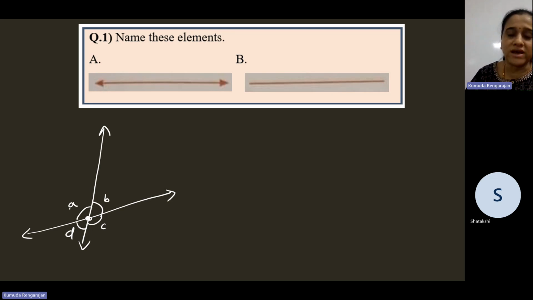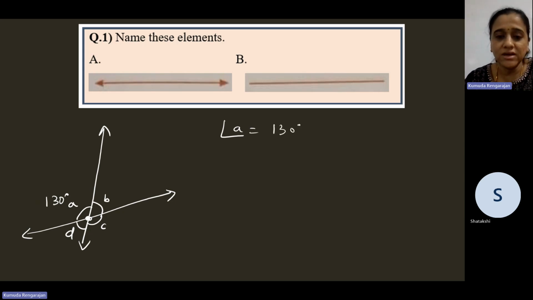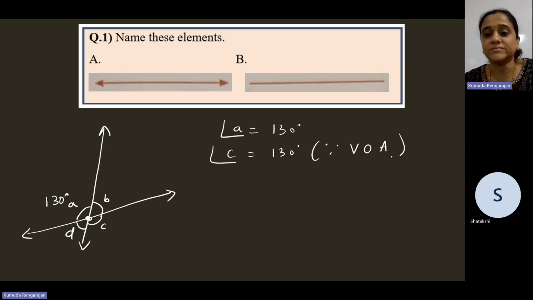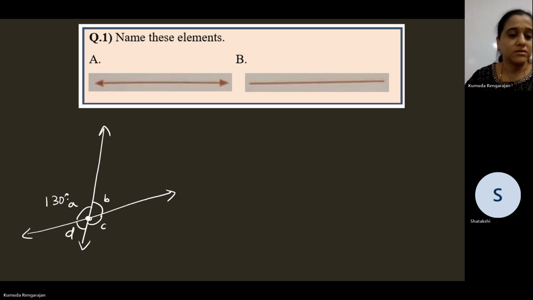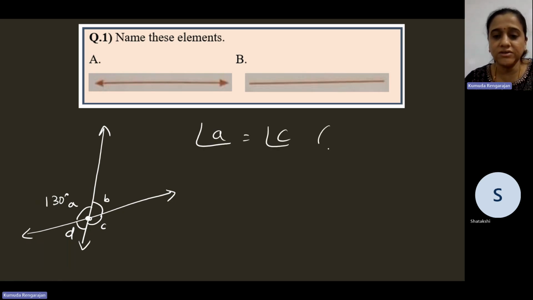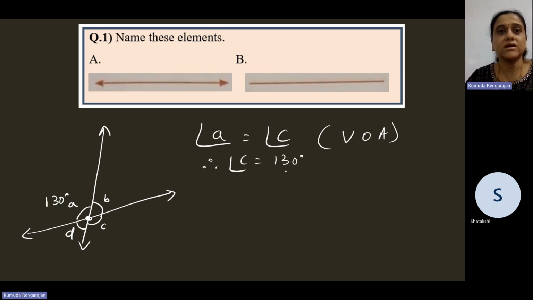Now, supposing we know the measure of angle A, 130 degrees. With this, you can find the measures of all the other three angles. Angle A is 130 degrees. Now, which is the angle opposite to angle A? Angle A and angle C are vertically opposite, right? So, if angle A is equal to 130 degrees, angle C is equal to 130 degrees because vertically opposite angles are equal. Or you can even write it like this: angle A is equal to angle C, reason, vertically opposite angles. Therefore, angle C is equal to 130 degrees. Correct?